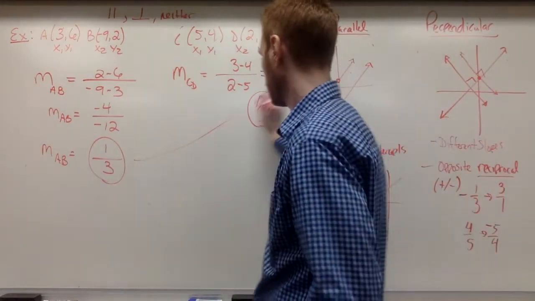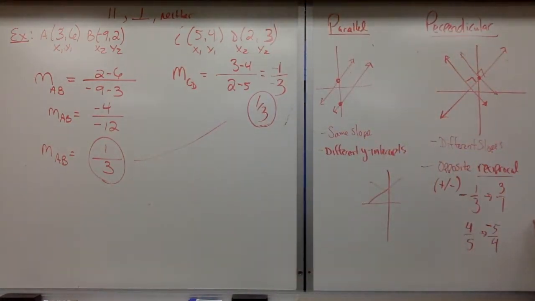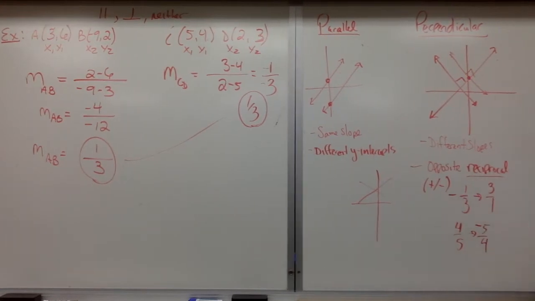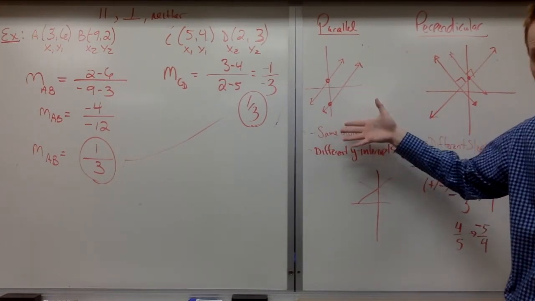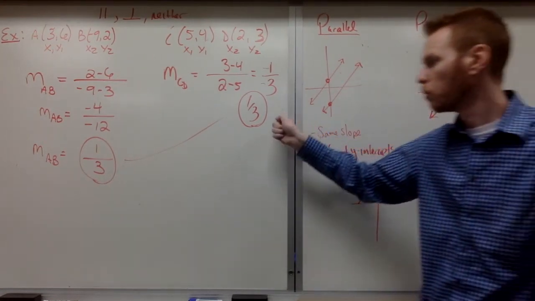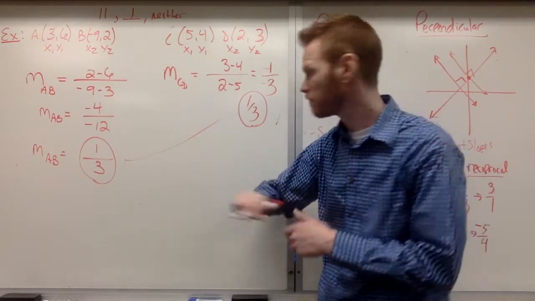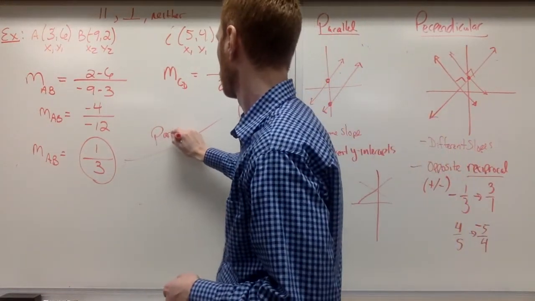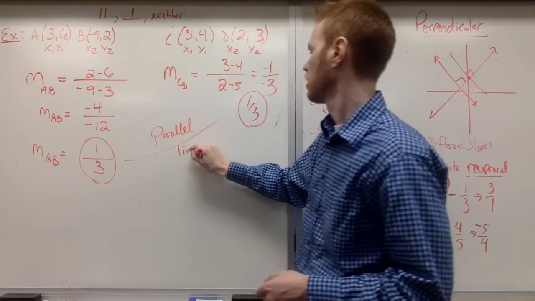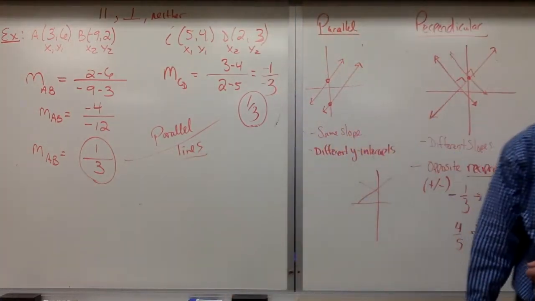Now, let's compare. Okay? Looking at my options over here, are they parallel? Do they have the same slope? 1/3 and 1/3? They do. These guys are parallel lines. Okay?